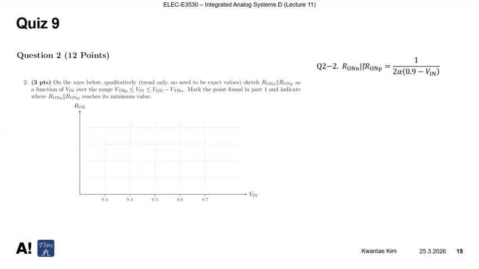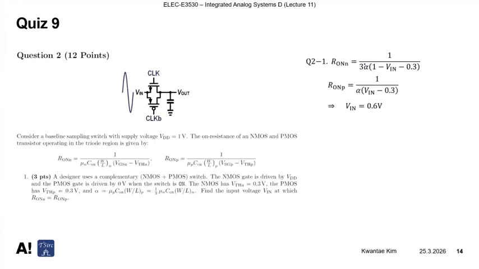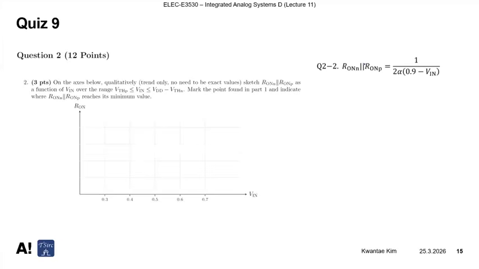When you calculate the parallelized resistance, you can just calculate from here and then make it parallel, and you get it. Then this is the final equation: 2 times alpha, 0.9 minus input voltage. Then this looks quite similar to a 1 over x graph. So let's build f(x) equal to 1 over x. This is how the 1 over x graph looks.